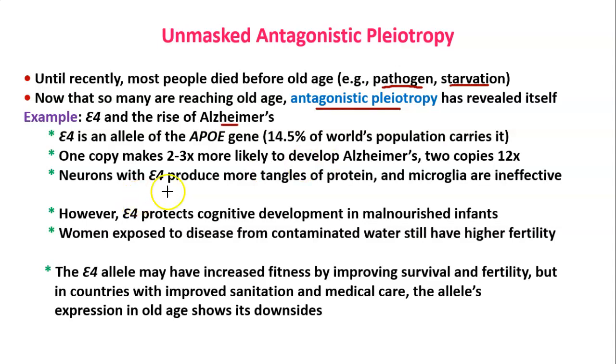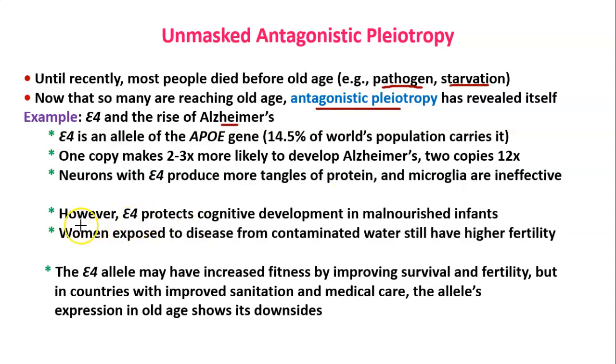Neurons with epsilon 4 produce more tangles of protein. And the microglia, which are the immune cells that go around and clean things up, if these tangles of protein are being made, the microglia cells are ineffective against what's going on. And so Alzheimer's disease then advances.